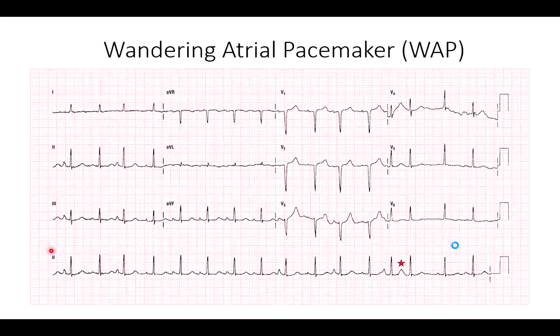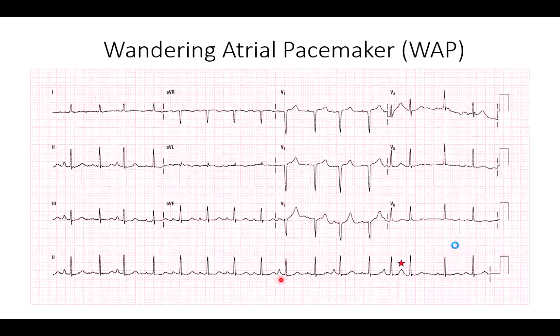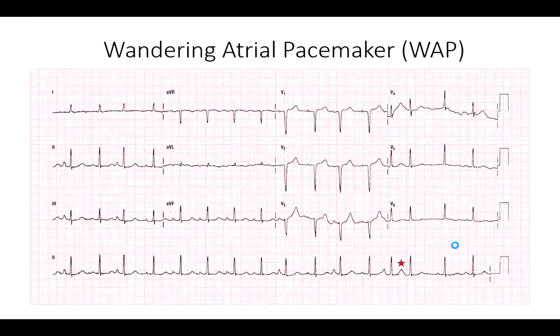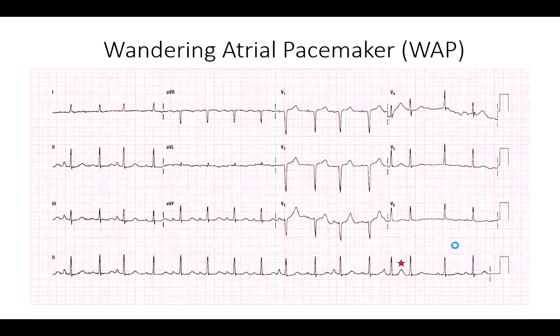So look at this lead 2. This is a continuous strip. Look at all the P waves here. See this one? See this one? Ooh, look at that one. That one's really small. See that one? Look at that one. Look at that one. They all look very different, right? They all look very different. So again, wandering atrial pacemaker. The pacemaker for the heart is all over the board.